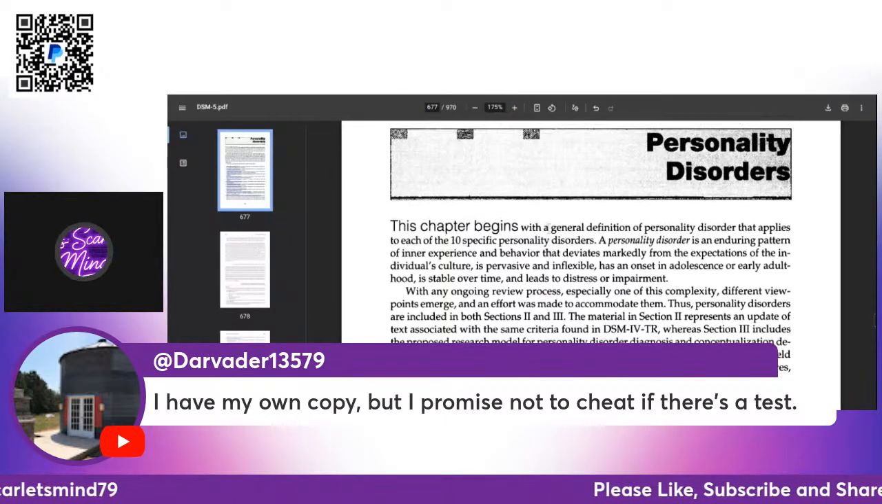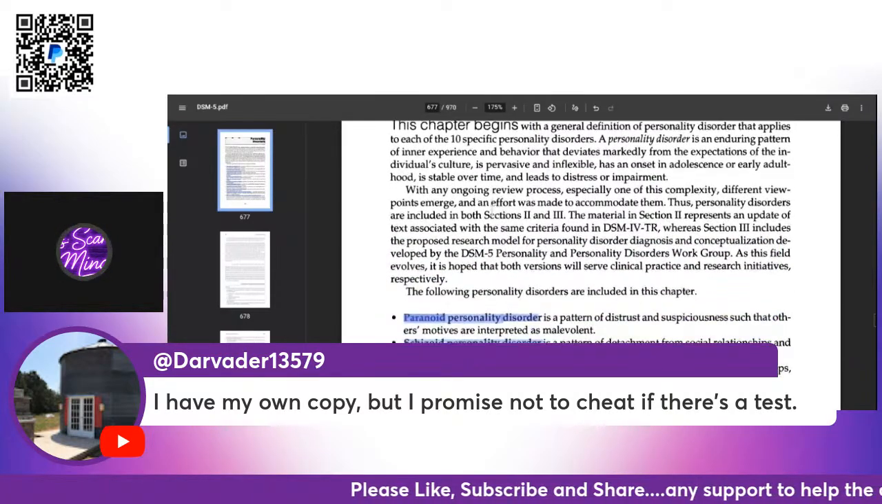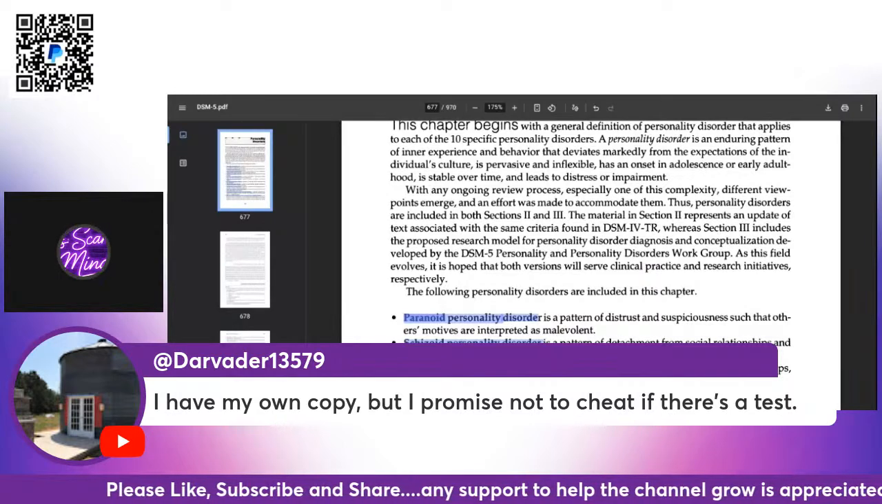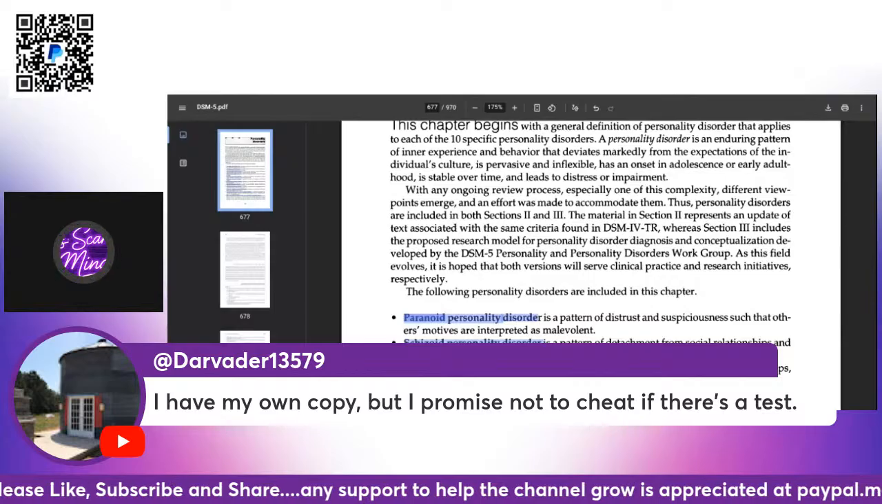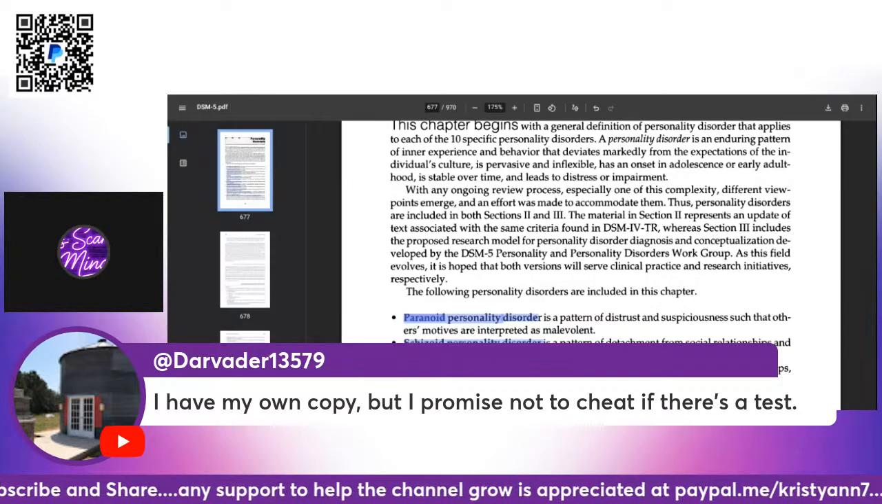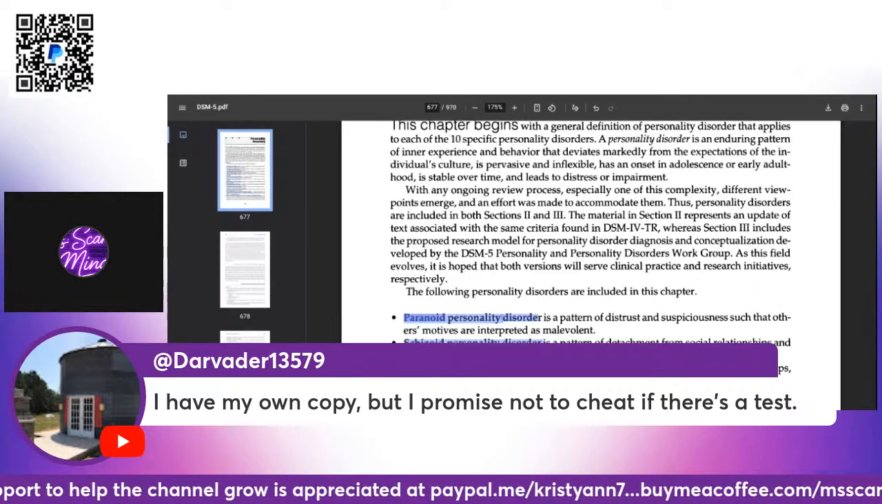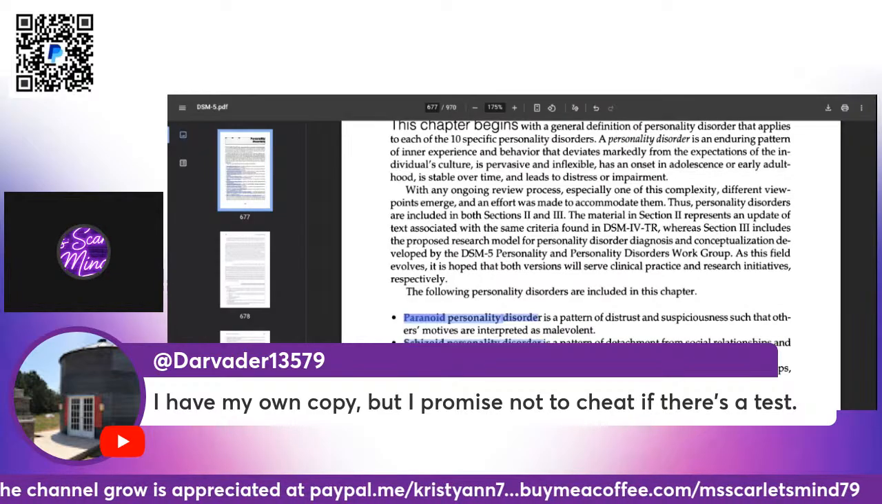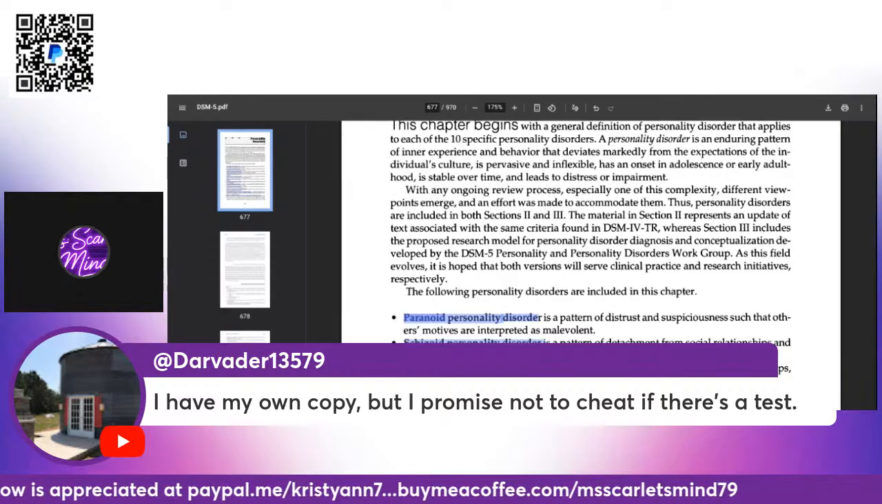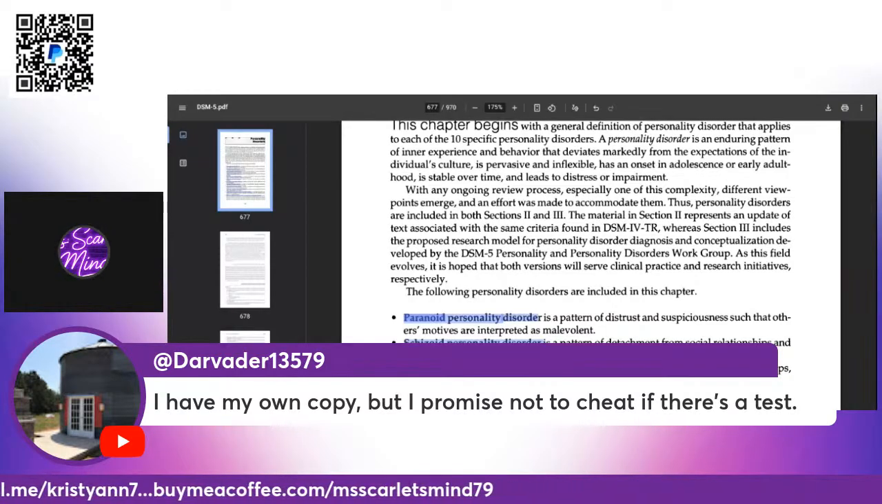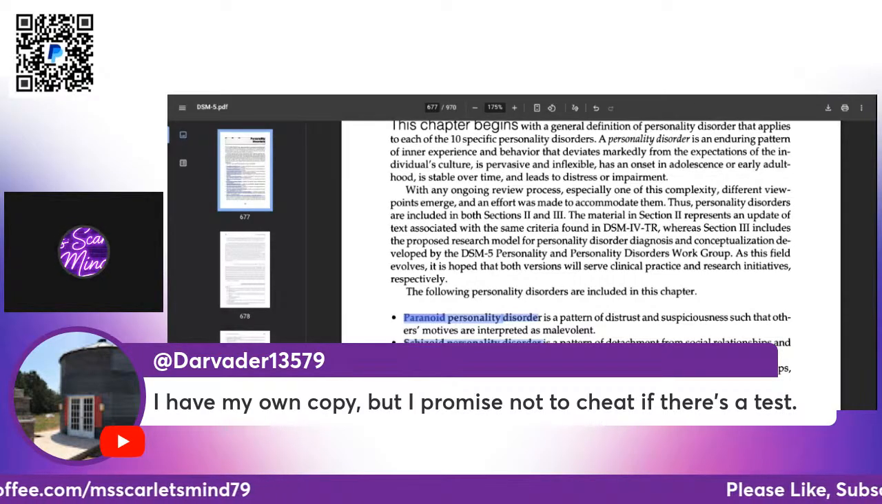So this is a personality disorder. DSM-5, it says, this chapter begins with a general definition of personality disorder that applies to each of the 10 specific personality disorders. A personality disorder is an enduring pattern of inner experience and behavior that deviates markedly from the expectations of the individual's culture, is pervasive and inflexible, has an onset in adolescence or early adulthood, is stable over time, and leads to distress or impairment.